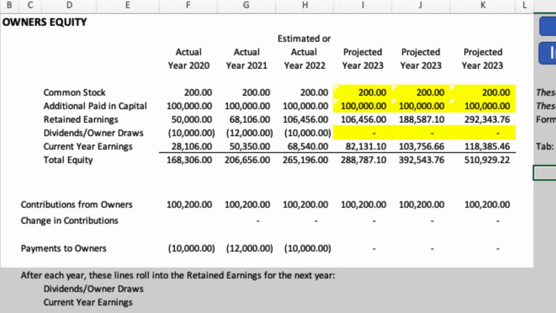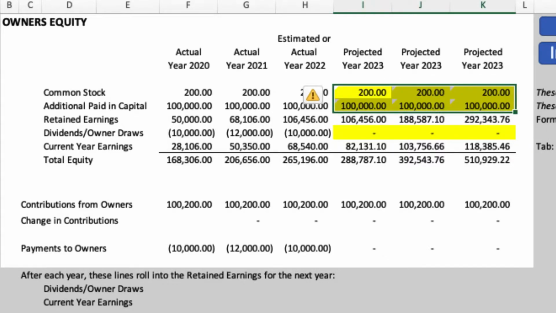For instance, let's say you've got a friend who really wants to become an owner of your company, so you're going to take on a new partner. You might consider adding numbers to this. Otherwise, just leave it steady.